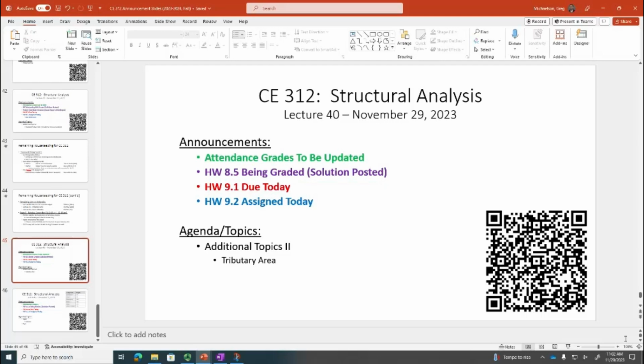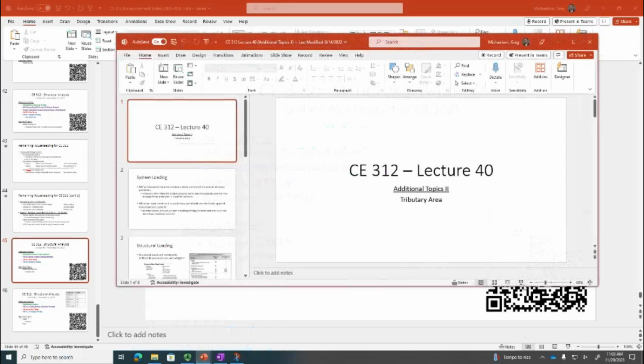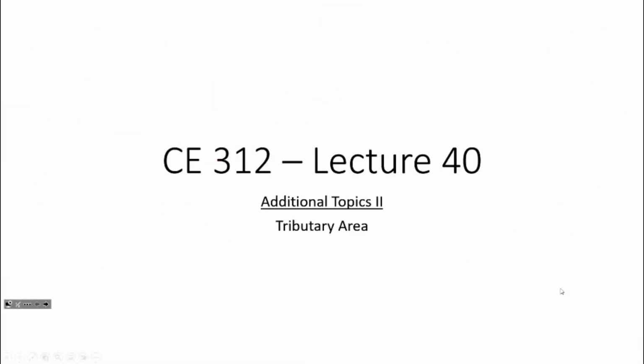Okay, like I said, this week the focus is the real world, and we are going to continue our discussion of the real world by looking at tributary area. Now, I'll say a couple things about this. We've already done tributary area a bit with the truss, but I sort of walked you through the tributary area aspect on the truss.